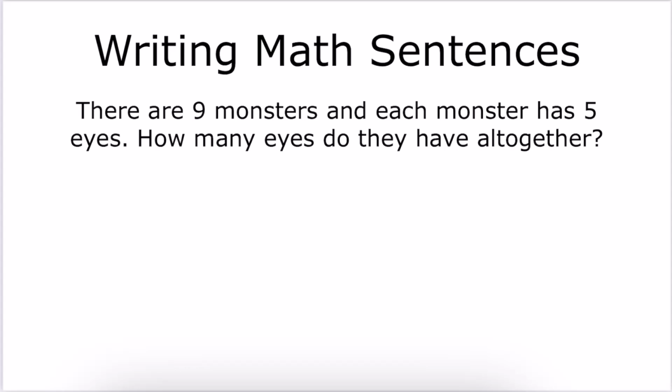So, for example, in this word problem, if there's 9 monsters and each monster has 5 eyes, and you want to figure out how many eyes they have altogether, your students may solve these in different ways. For example, some students might do 5 plus 5 plus 5 plus 5 plus 5 9 times and figure out what the answer is that way. And when they first start writing their math sentences, they may write them in a mathematically incorrect way, but you can still have a really productive conversation around it.